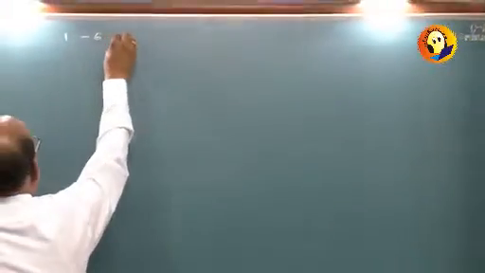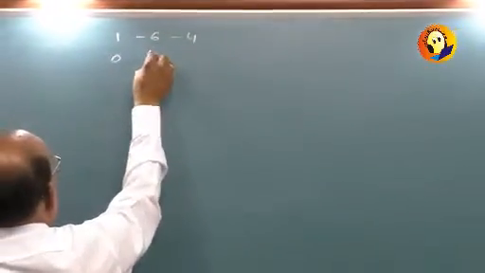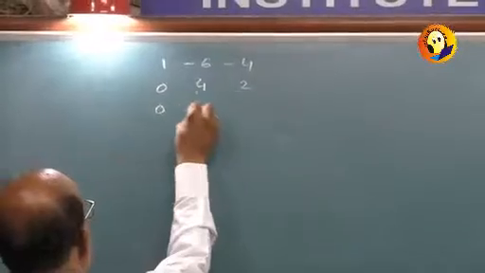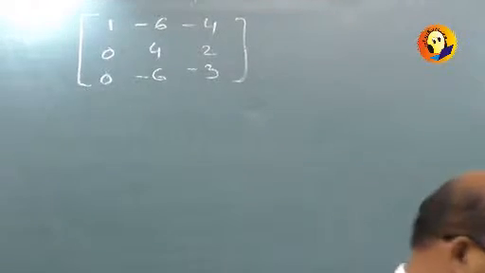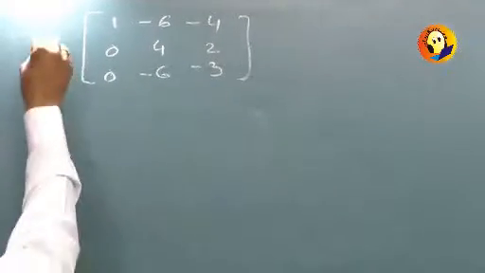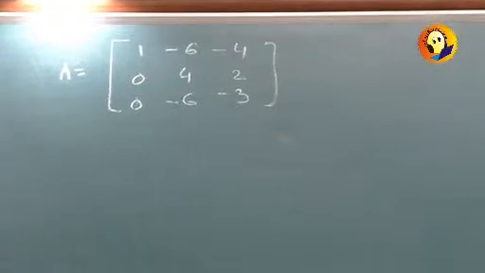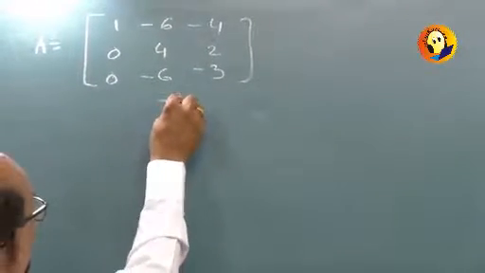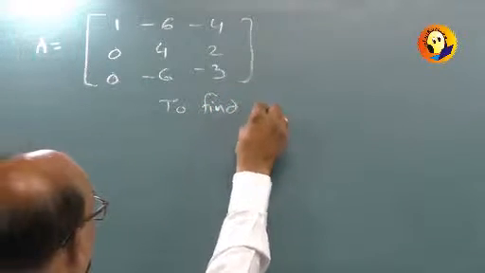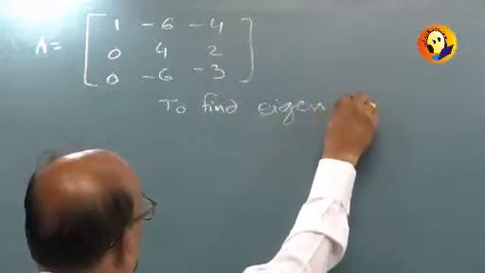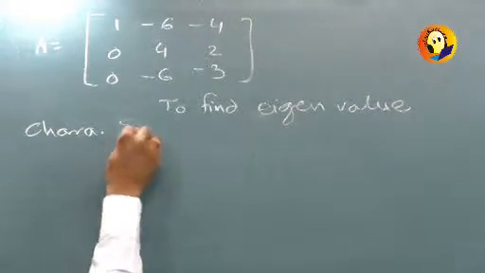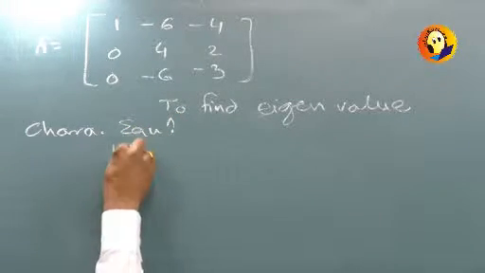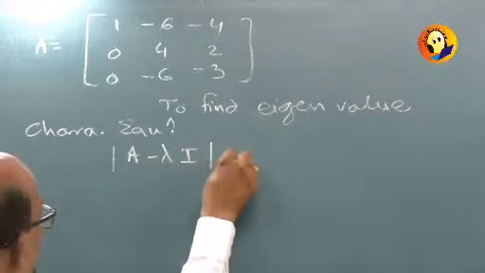Let us try the next one. It is 1 minus 6 minus 4, 0, 4, 2, and 0 minus 6 minus 3. Now, two of you were absent last time, so what we are supposed to do is, given matrix A, to find the eigenvalue, we will have the characteristic equation as mod of A minus lambda I is equal to 0.